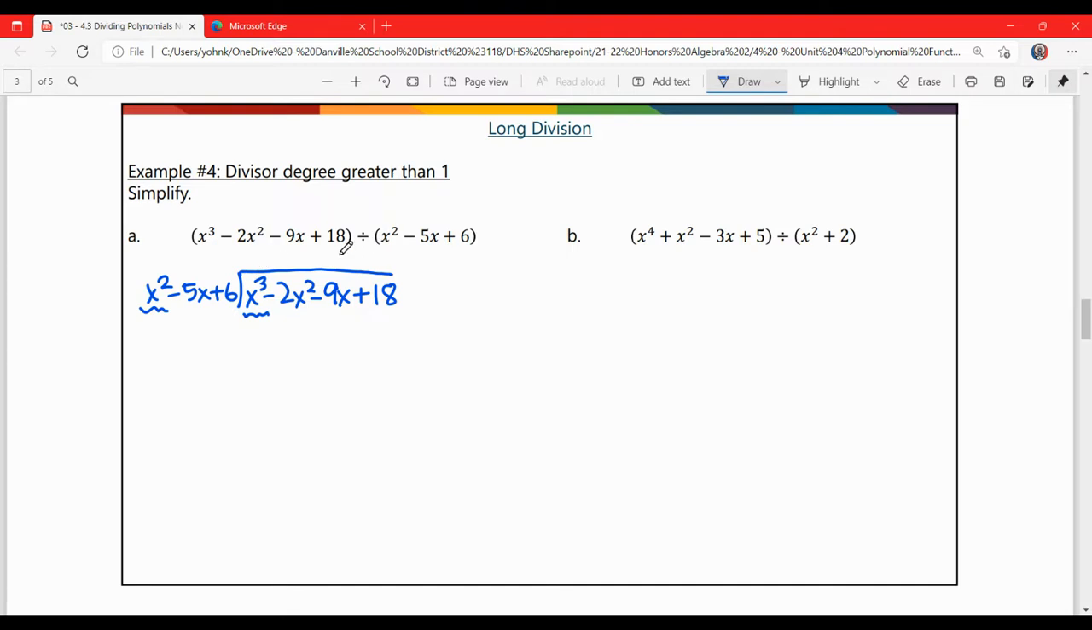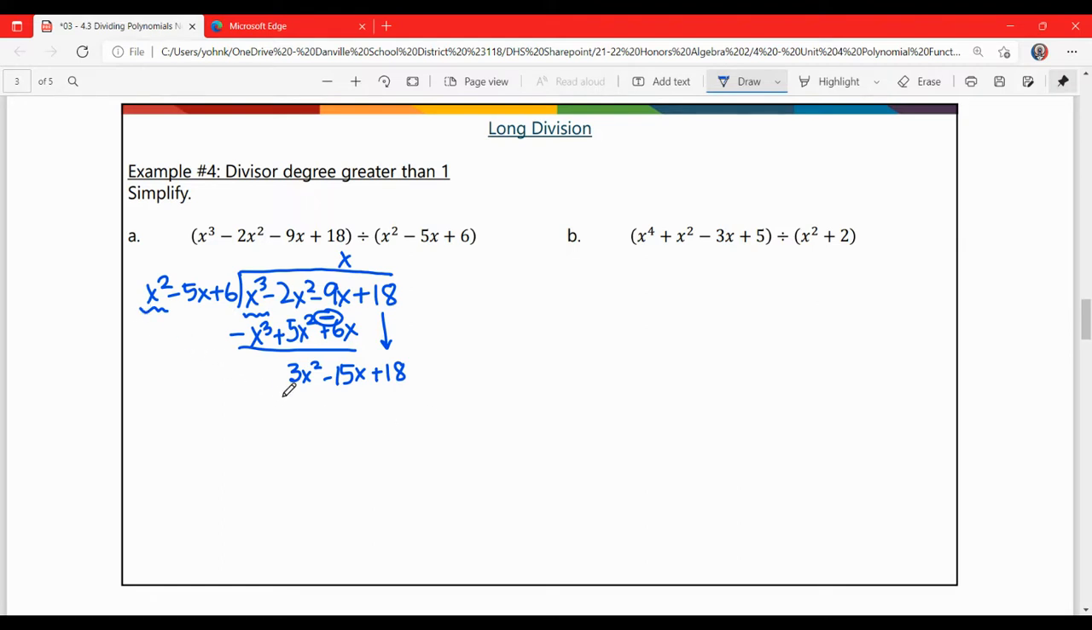The answer is x, so we put it above the x. We distribute, x times x squared is x cubed. X times negative 5x is negative 5x squared. X times 6 is 6x. Draw your line, change your signs. Add, so you get 0, you get 3x squared, you get negative 15x, and we're bringing down the 18.